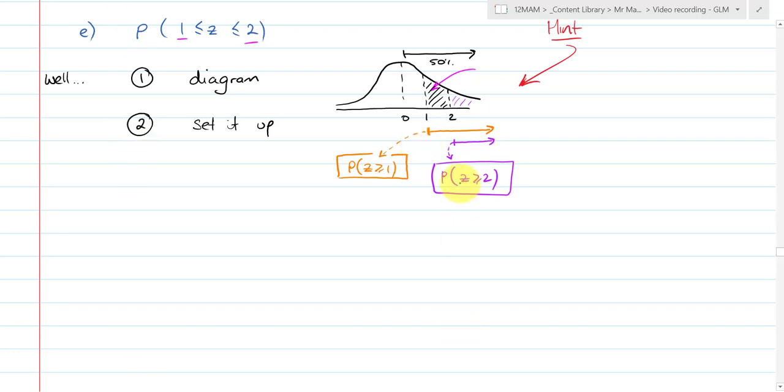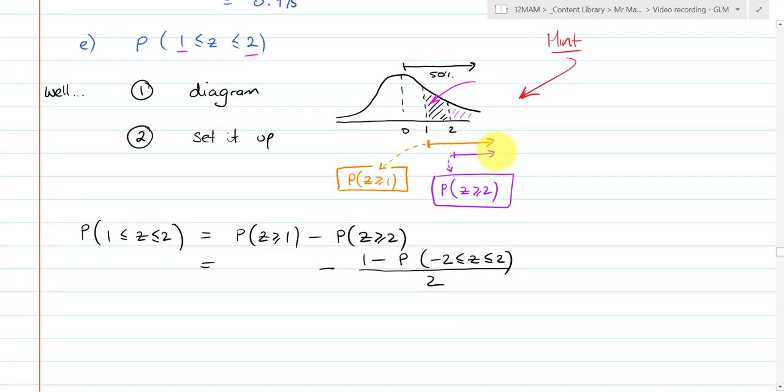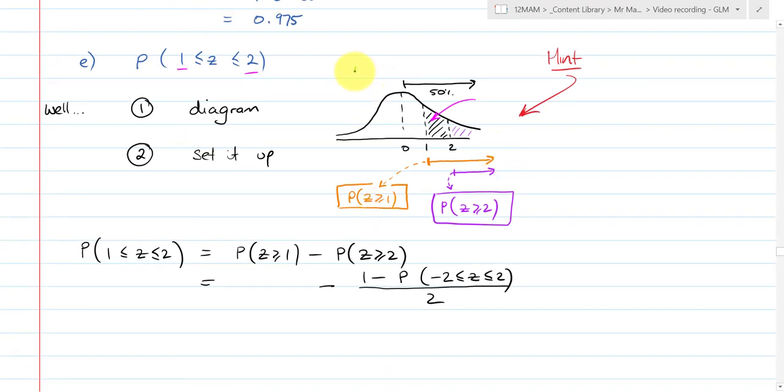And I already know the probability that Z is greater than or equal to 2, I did it earlier, so I get the probability that 1 is less than or equal to Z is less than or equal to 2 is equal to the probability that Z is greater than or equal to 1 minus the probability that Z is greater than or equal to 2. And we did this one earlier. This is minus 1 minus the probability that Z is between -2 and 2 over 2. Remember when we talked about the fact that 95% of the data lies here? That leaves us 2.5% and 2.5%.